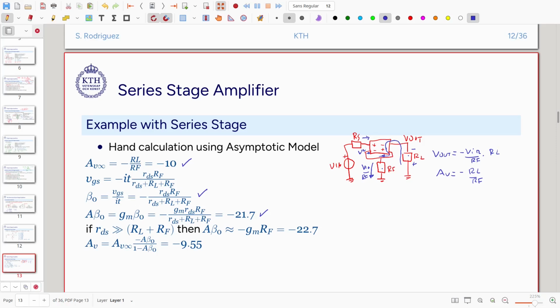I can do simplifications here. For instance, if RDS is very large, then the loop gain will be minus 22.7, but I have to check. Sometimes I introduce very little error doing simplifications, but they might be worth it. Then we have calculated the loop gain, and we have also calculated the asymptotic gain, so I can calculate the closed loop gain. The closed loop gain will be, at low frequencies, 9.55. Okay, and this is with very simple hand calculations.